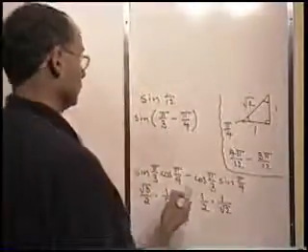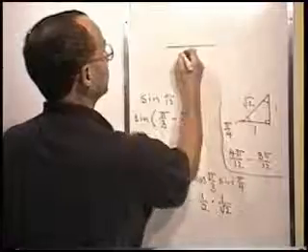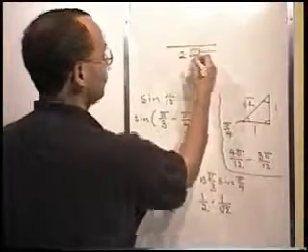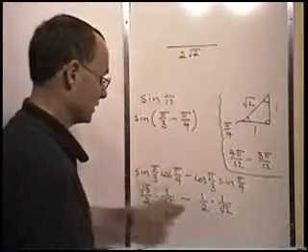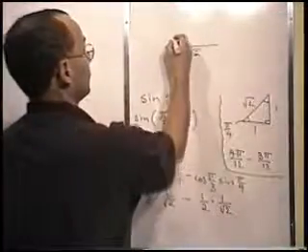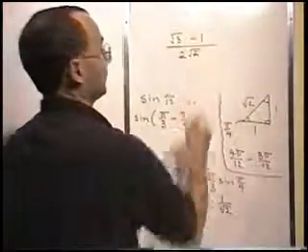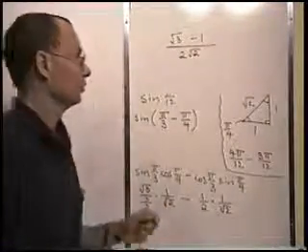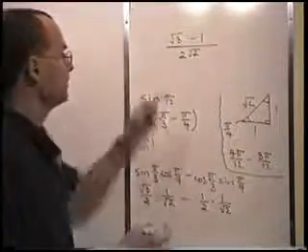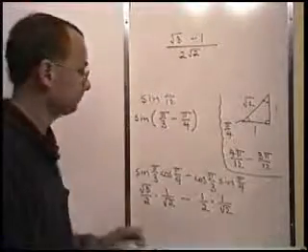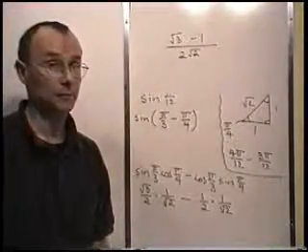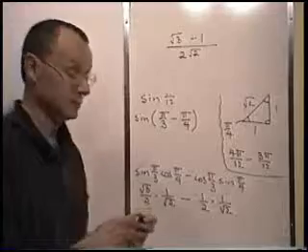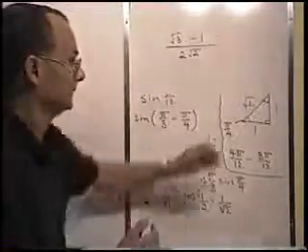So what's my answer going to look like? Well, it's all going to be over 2 root 2, and I have root 3 minus 1. So there it is, and it's exact, which is kind of important. So the sine of 11/12 pi, that's what it is. So that's my first example. So that tells you why these identities are important.